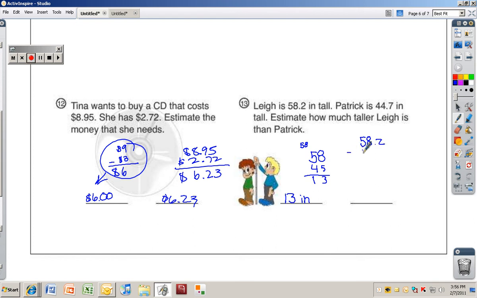And then on this side you do 58.2 minus 44.7. You have to take off that. Make that a 7, and make that a 12. Make that a 5, and make that a 3, make that a 1, and 13.5 inches.